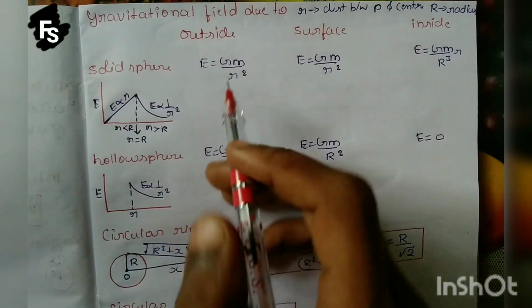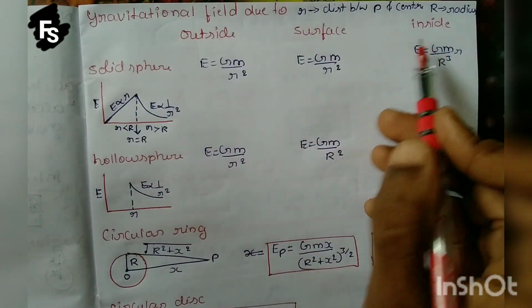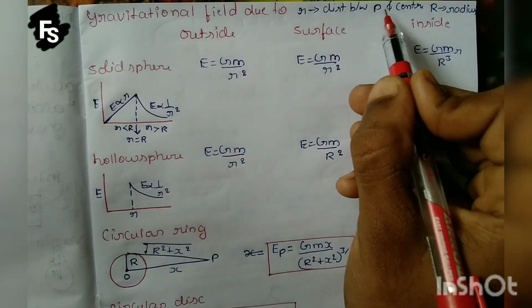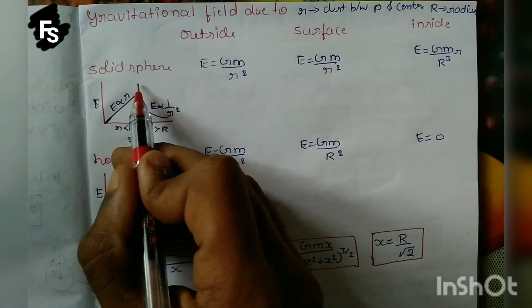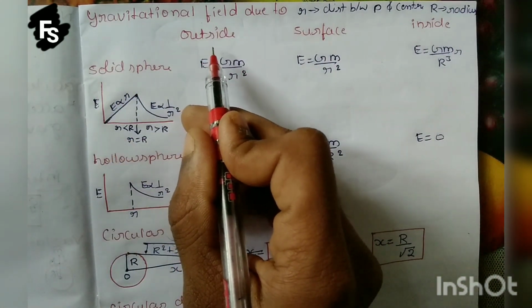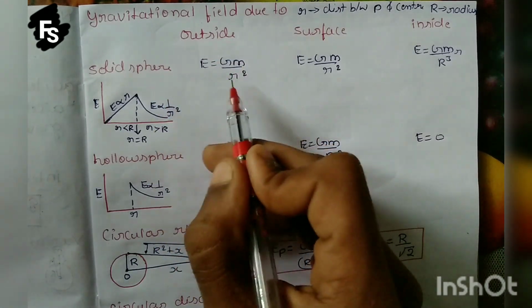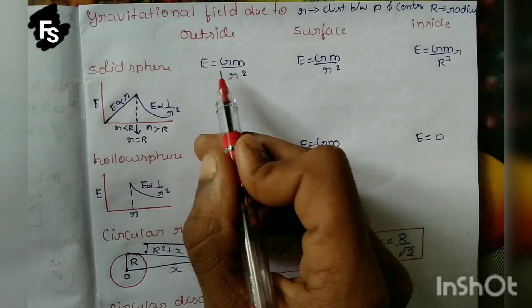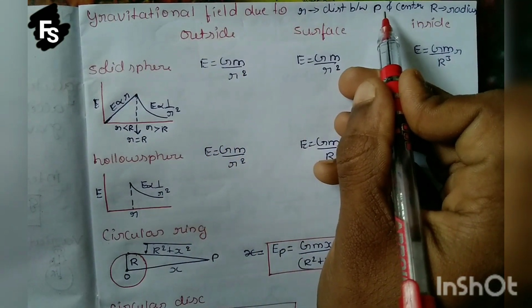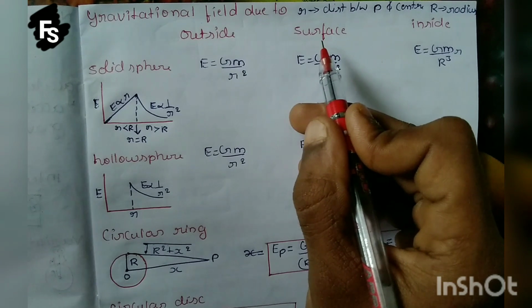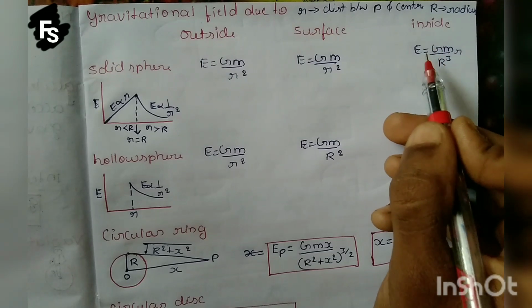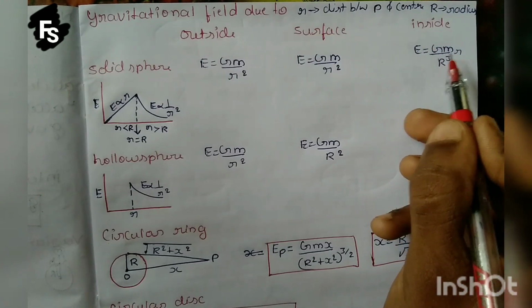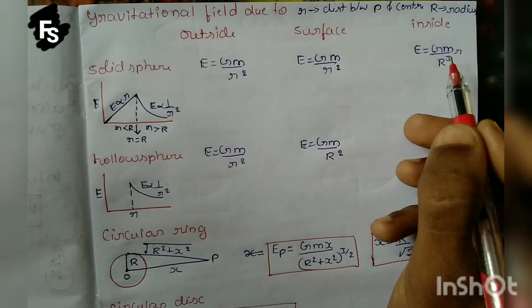What happens to the gravitational field from outside, on the surface, or inside? See, small r means the distance between the point P and the center, and capital R means radius. Just first come to solid sphere. For a solid sphere, outside the sphere, gravitational field E is equal to GM by r square, where r means distance between the point P and the center. Then on the surface, if the point P is on the surface, E is equal to GM by R square. If inside the solid sphere, E is equal to GM by R cube into r, that is GM r by R cube.